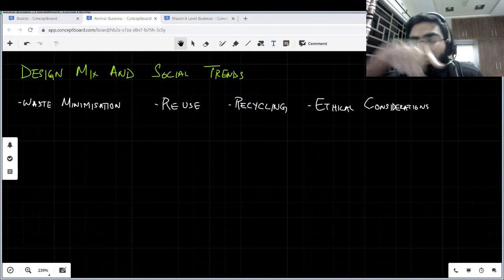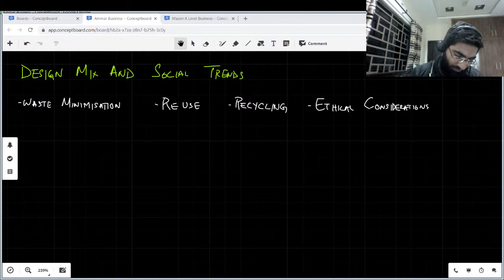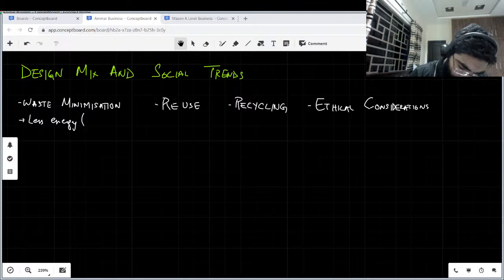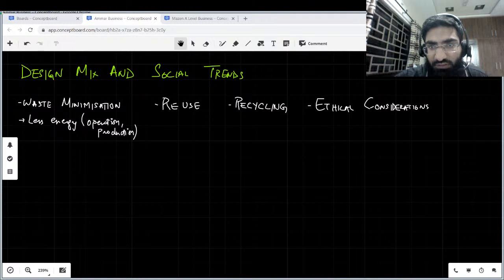Similarly, let me write these things down as well. For example, for waste minimization, it would use less energy both in operation and production. I should have written production and operation, but anyhow. Okay. Less energy. Then the other thing I mentioned, the product would be lighter and smaller.